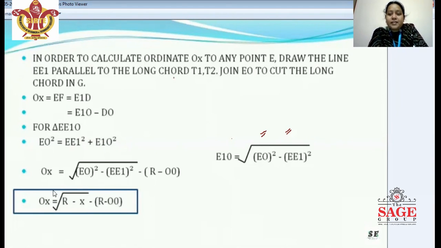I think this is clear to everyone. That is the simple setting out method for finding the simple linear curve. Okay. Thank you everyone.